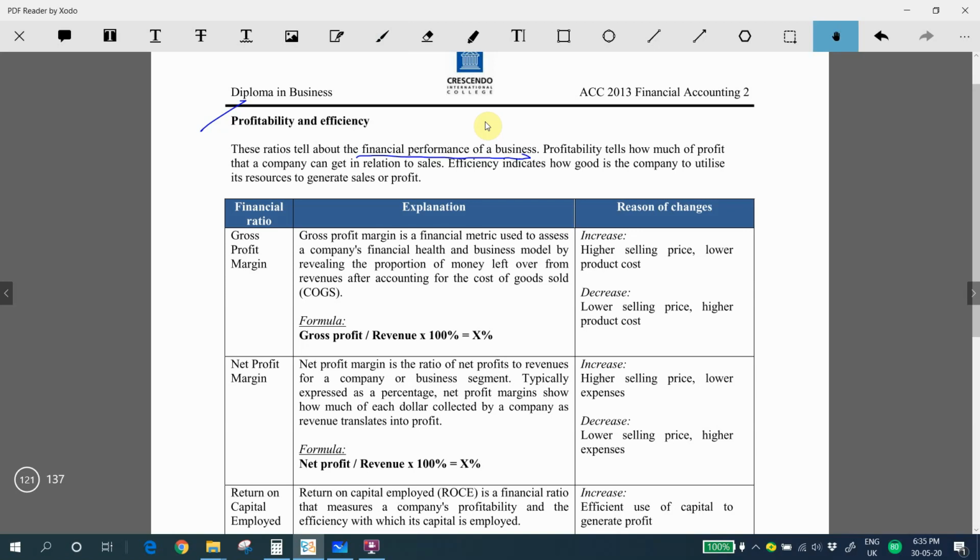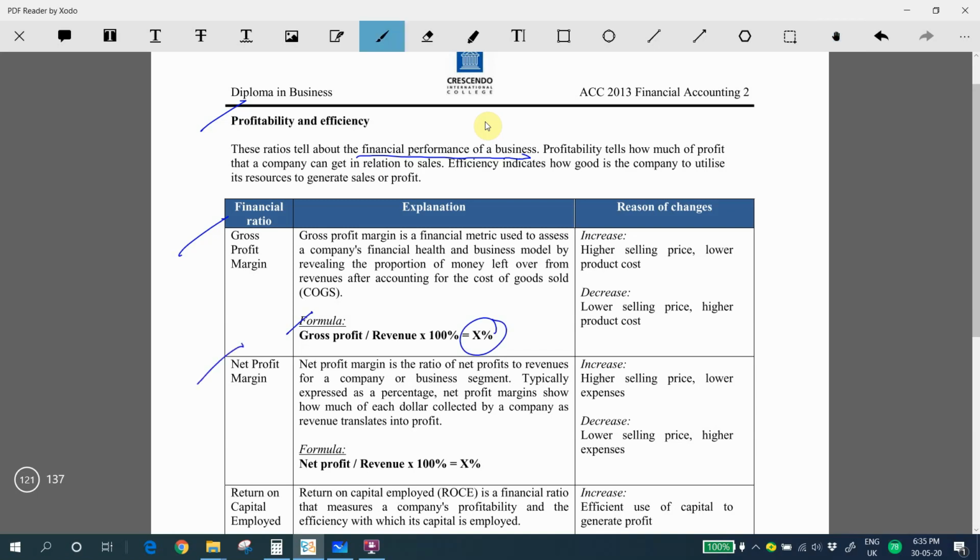The first one, gross profit margin. Formula, we use gross profit divided by revenue times 100%. So our answer will be presented in percentage. So what is GPM, gross profit margin? Basically, how much you can earn from the sale of the products of the company.